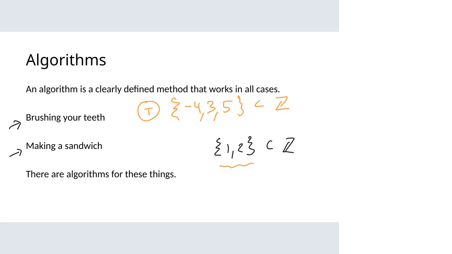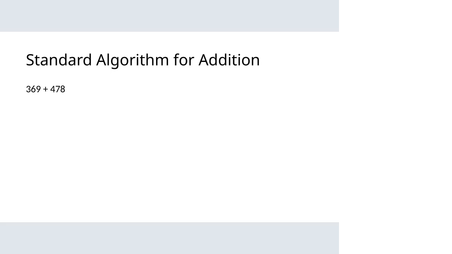All right, let's talk algorithms. The standard algorithm for addition, what you've been doing since you were little. If we were going to add 369 plus 478, you tell me if you see something that looks strange, but we would do 369 plus 478, and we'd put a line underneath.